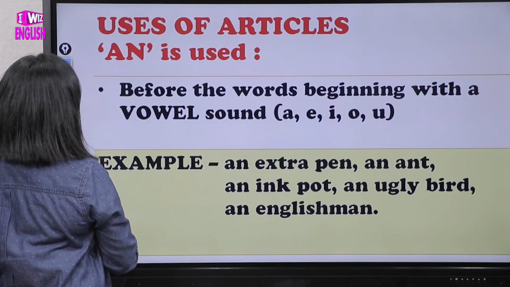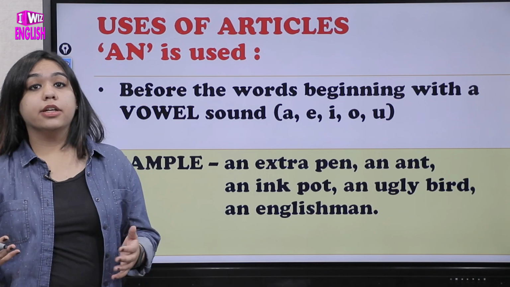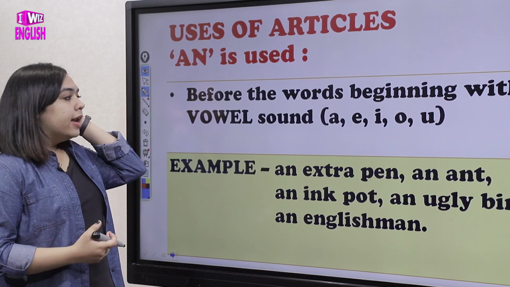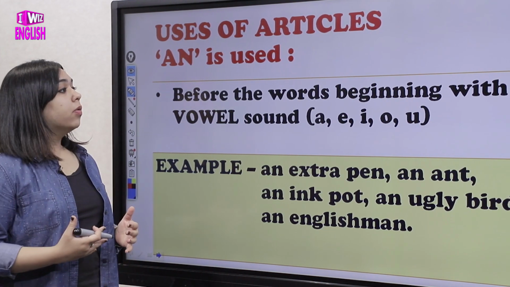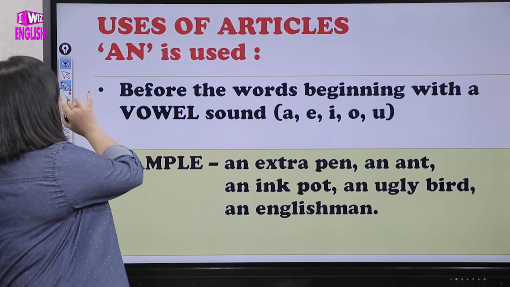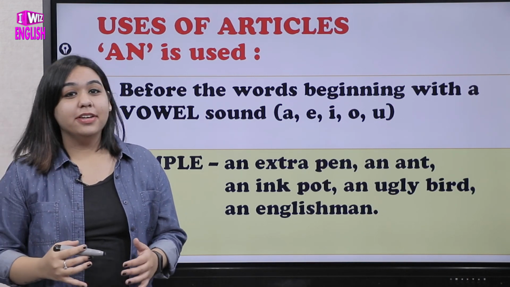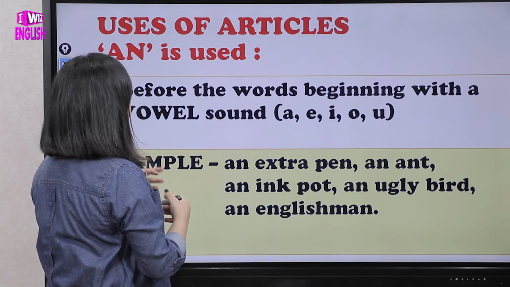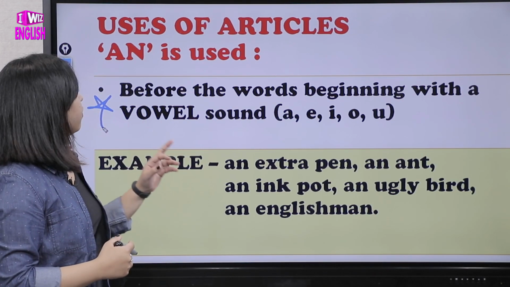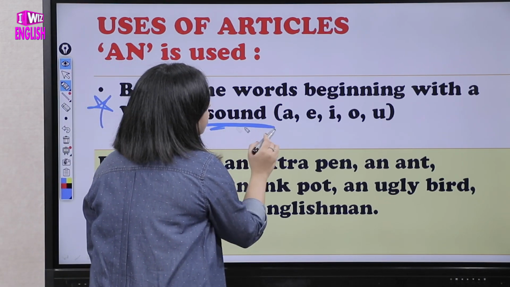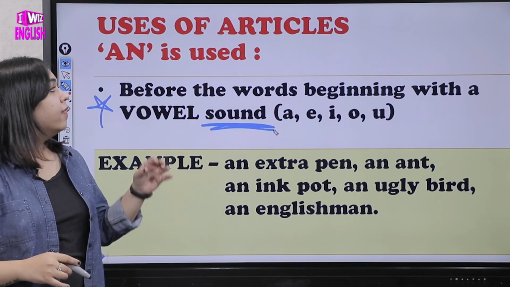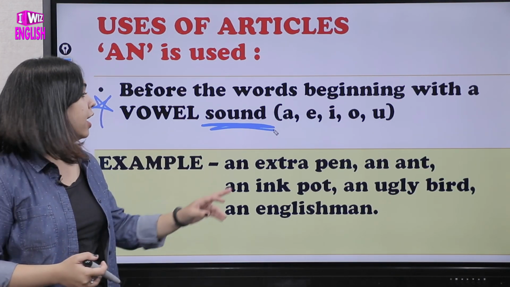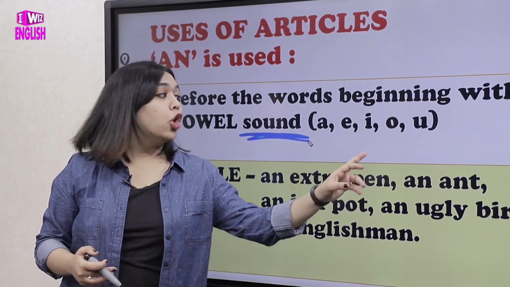Let's move on. Now, we are going to start with the article an first of all, okay. So some uses of the article an we are going to learn. Now, an is used before words beginning with a vowel sound. It's very important to understand this point. And the essence of this point is, before words beginning with a vowel sound, this is very important. You have to keep it in mind that you have to use the article an wherever you find the sound of A, E, I, O, U.